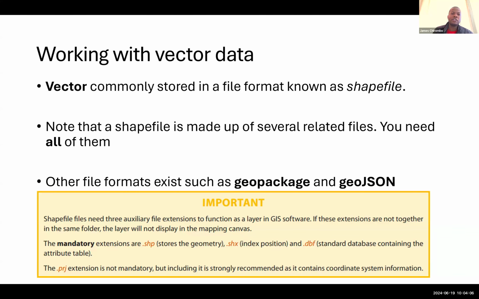So the main message here is that shapefiles are made up of multiple files. So a single feature will not come just as a single file. We'll have at least 3 files associated with it.